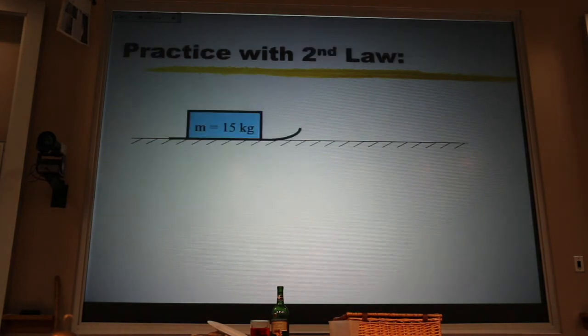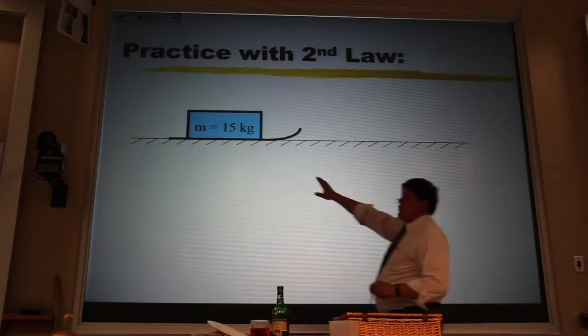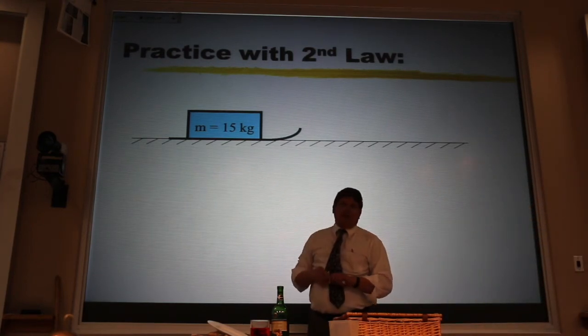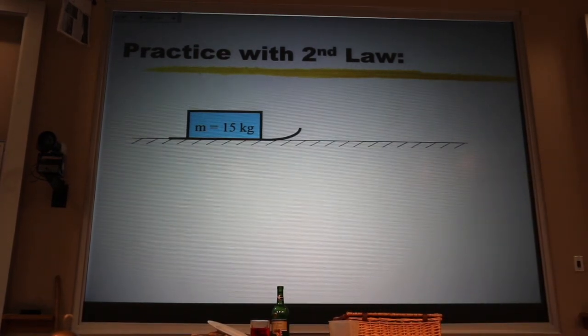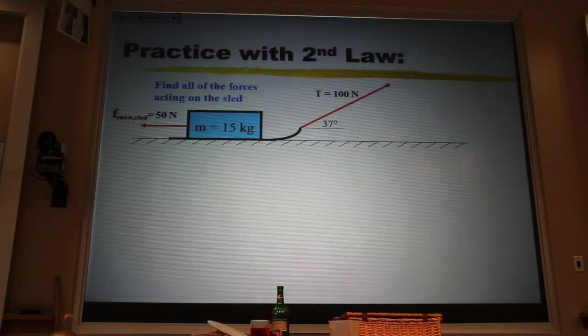Now, here's your homework. In your homework, you have a sled that has a mass of 30 kilograms. This one has 15 kilograms. You can fix it. If we pull on this sled with a rope with 100 newtons at 37 degrees, and we know that the friction force is 50 newtons, in this problem we're asked to find all the other forces acting on the sled and find the acceleration of the sled.